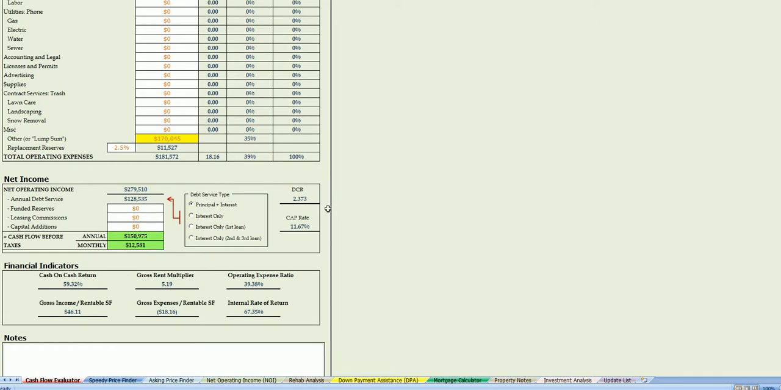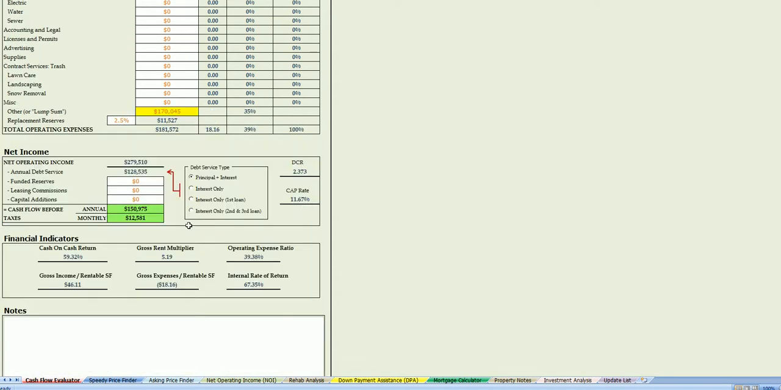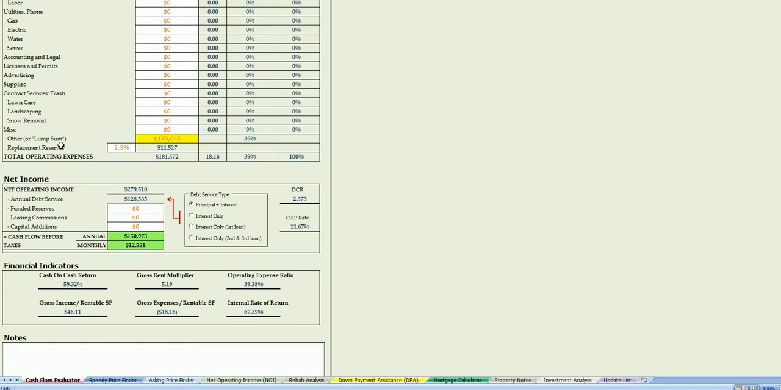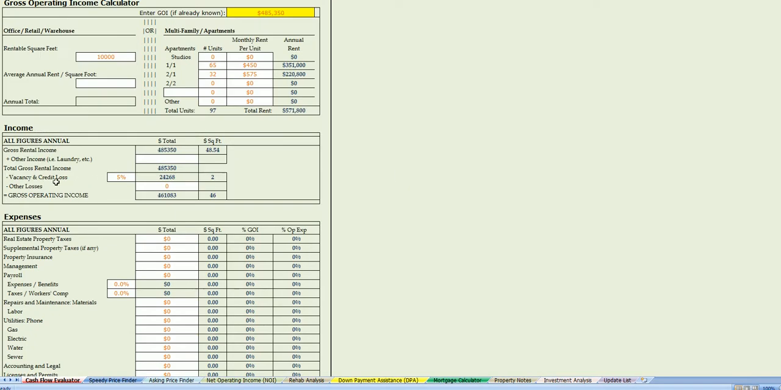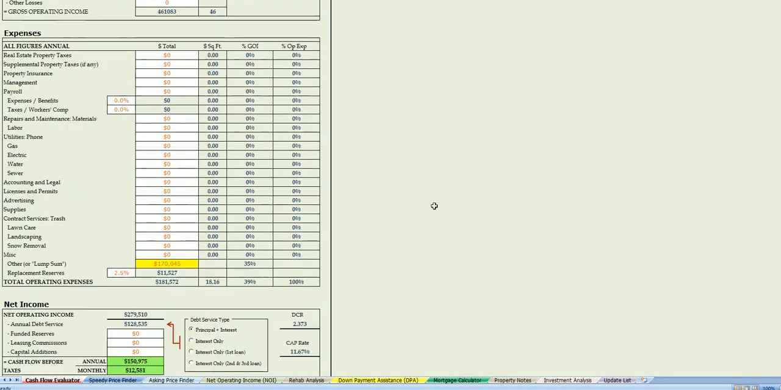Looks like we're way over the 1.45 mark. The cap rate looks like it's 11%, and these are based on the numbers that they had given us. Now, we also have replacement reserves, and all appraisers and banks have to put in replacement reserves, just like they have to have a vacancy and credit loss of 5%. So you want to leave this as a default of 5%. You also want to leave the replacement reserves at 2.5%.